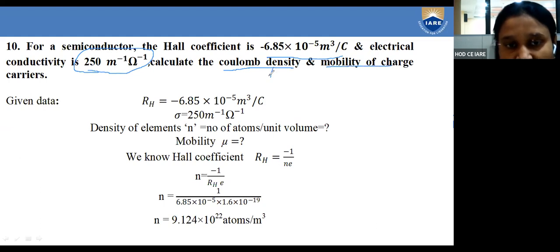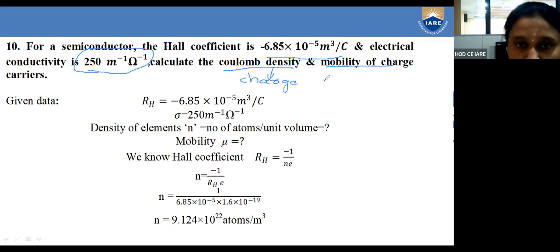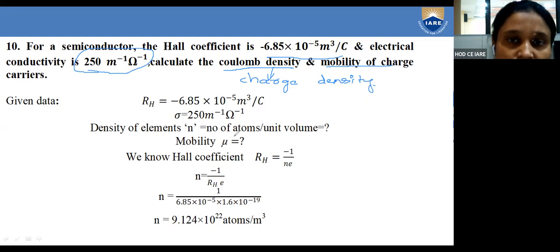So what is Coulomb density? Coulomb is nothing but the unit for charge. So here we are talking about charge density, and this is one more name for carrier concentration. Don't get confused. Carrier concentration is taken as density of charge carriers, Coulomb density, charge density. And apart from that, we are supposed to find even the mobility of charge carriers.